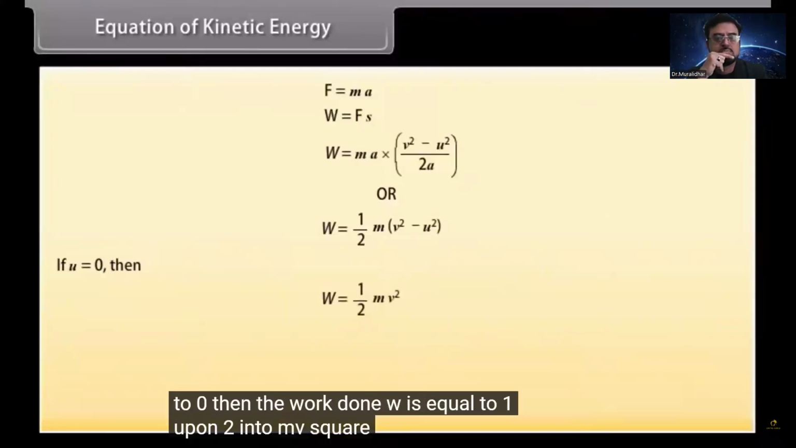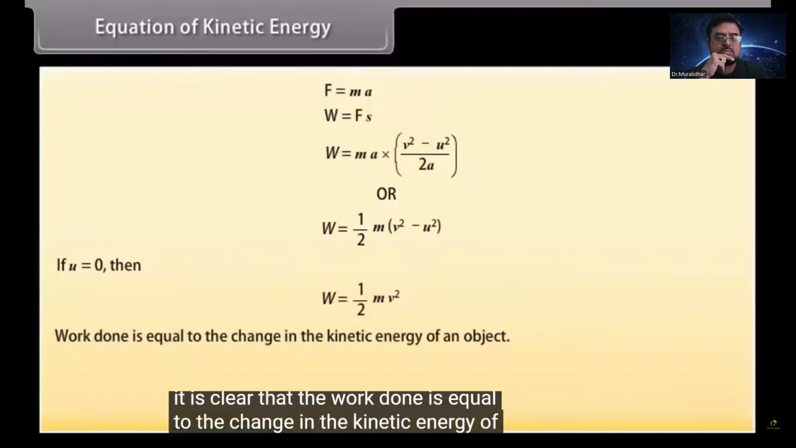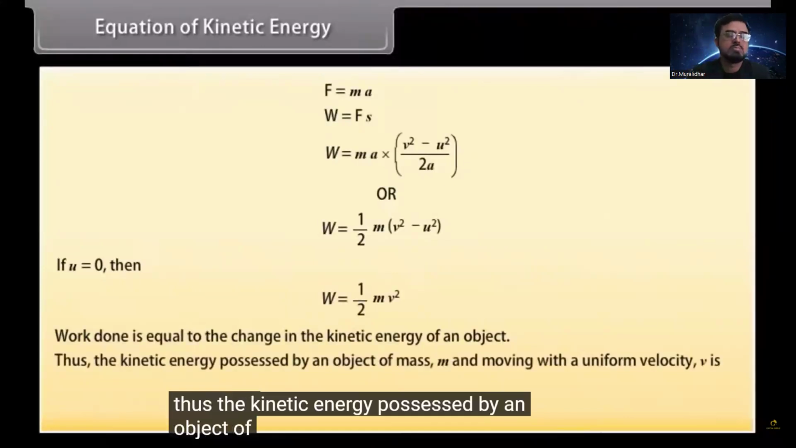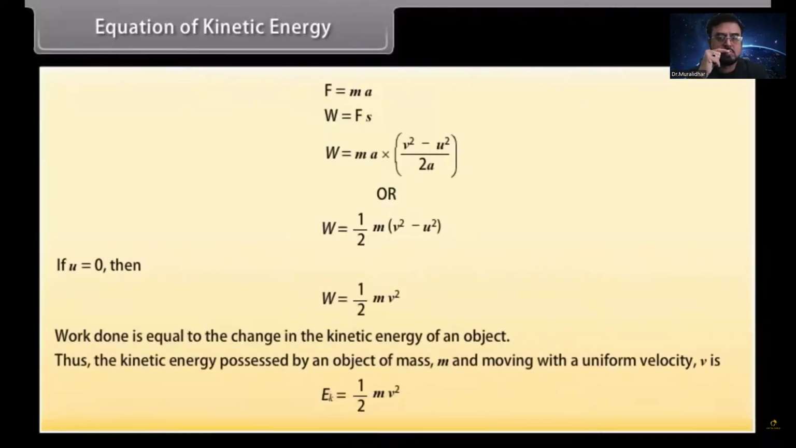It is clear that the work done is equal to the change in the kinetic energy of an object. Thus, the kinetic energy possessed by an object of mass m and moving with a uniform velocity v is 1 upon 2 mv square. That is, half mv square is the kinetic energy formula. Now let's see an example.